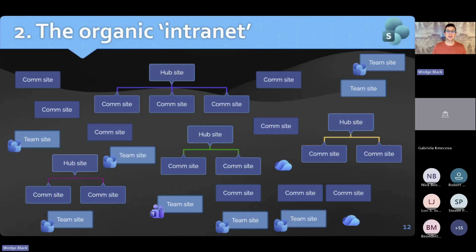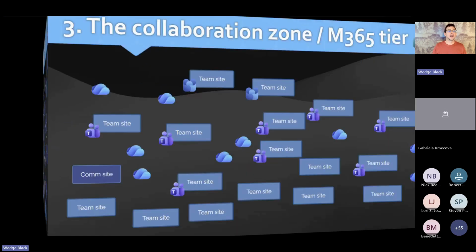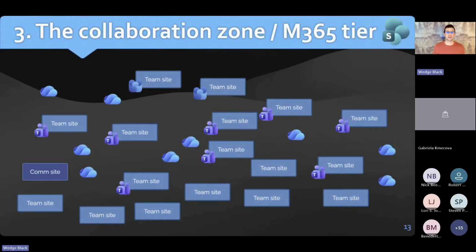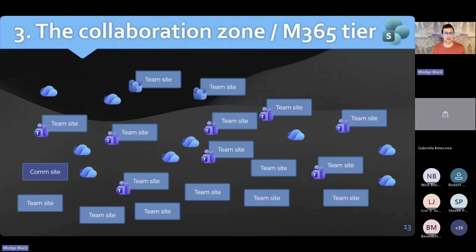So let me take you to the third level of my three-tier model. This is the collaboration zone. So this is mostly an invisible layer. Unlike the two previous layers, this is mostly experienced not in the browser, but directly within Microsoft Teams. So it's the collaboration zone.